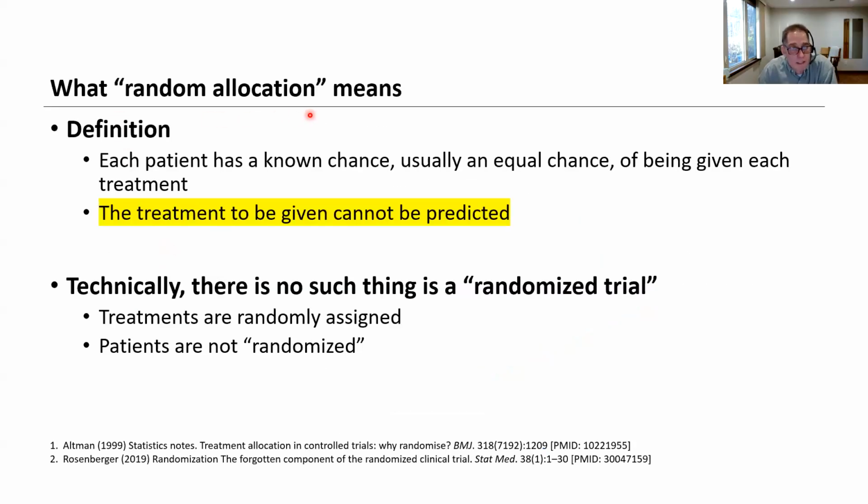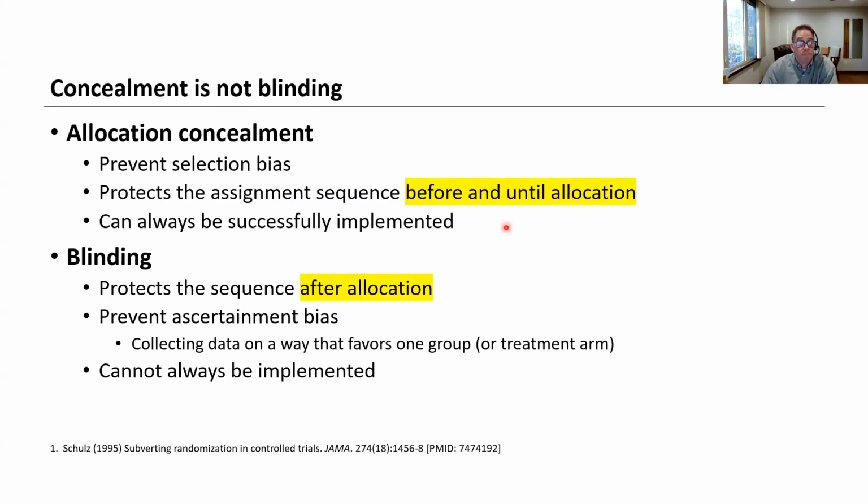So random allocation actually means that each patient has a known chance, usually an equal chance of being given each treatment, right? In other words, when the patient comes into the clinic, they cannot predict what treatment they will get, right? So technically, there's no such thing as a randomized trial. There are randomized treatments, but patients are not randomized. We're assigning treatments to patients and not the other way around. But this is the basics of a random allocation: the treatment that the patient will get is not predictable in advance by the patient anyway.